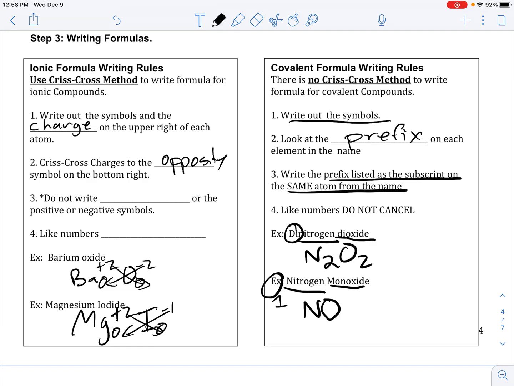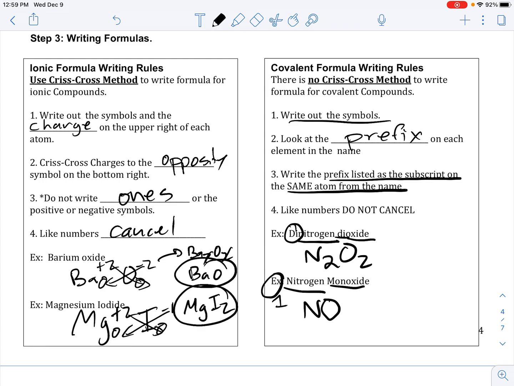Then I do a couple things. I do not write ones or the positive or negative symbol. So if I followed that order, I'd get Ba2, O2. I don't have ones, no positive or negative. Here I get Mg1, don't write it, I2. And then like numbers cancel or reduce. So if I have 2 2s, they cancel and I just get BaO as my final answer.